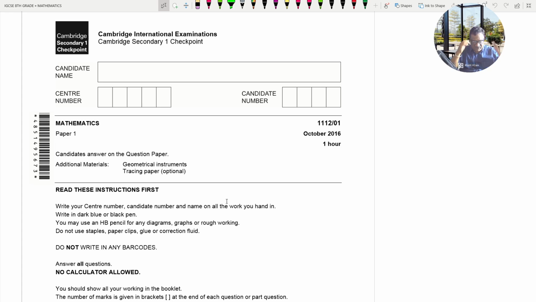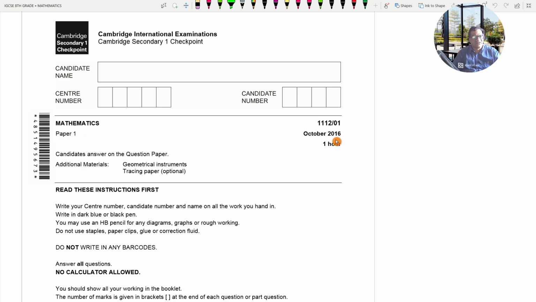When students appear for 8th grade IGCSE finals, they have to appear for this checkpoint exam, and one of the sample papers you can see on the screen is from October 2016. This is paper code 1112, and this is paper number 01. In all you have two papers in mathematics, paper 1 and paper 2. Each is of 1 hour, and marks for each paper is 50 marks. So this sort of paper you will get. This is paper 1, and this is for October 2016 that I'm going to solve for you.